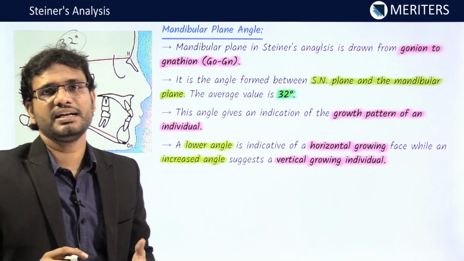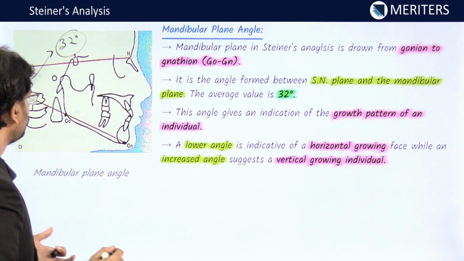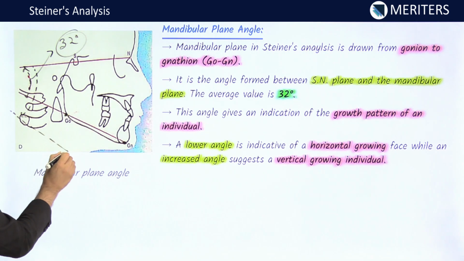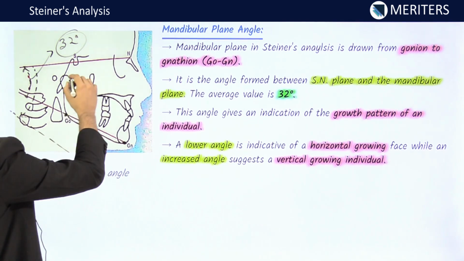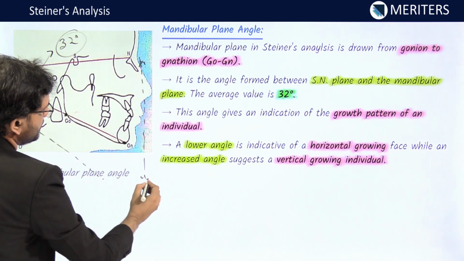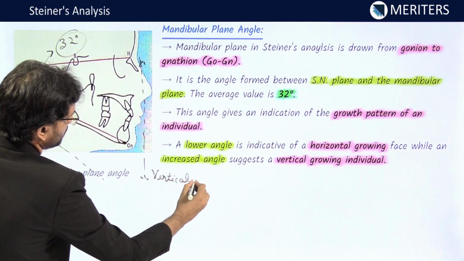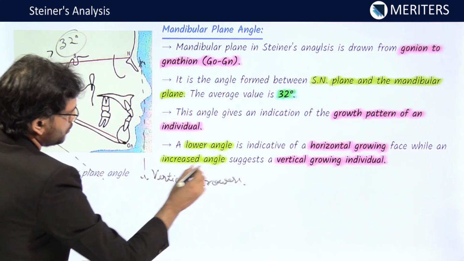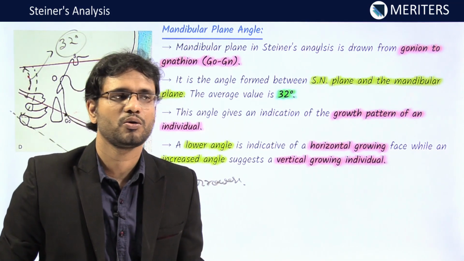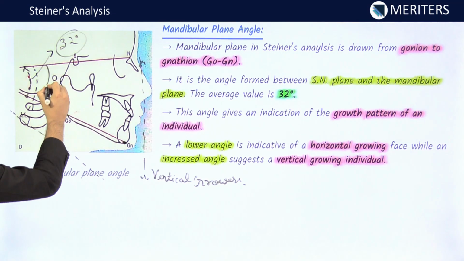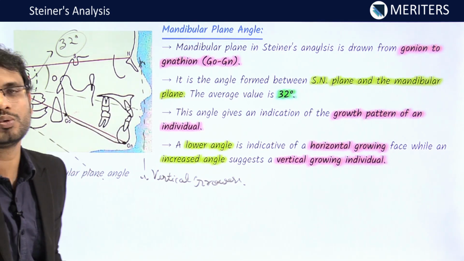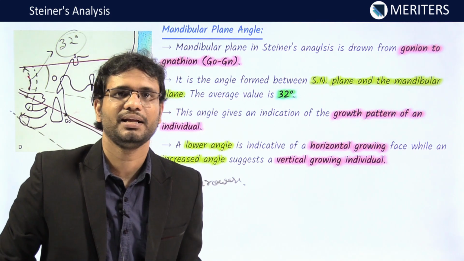Now if it is more than the normal value, then what will you see if we want to increase the angle like this? It will be something like this, right? Now you can see the facial height has increased. That means these are the vertical growers. So if the mandibular plane angle increases, that means the patient is a vertical grower, and opposite to this, if the angle is decreased, suppose like this, somewhere here, the patient is more of a horizontal grower. So this is the significance of the mandibular plane angle.